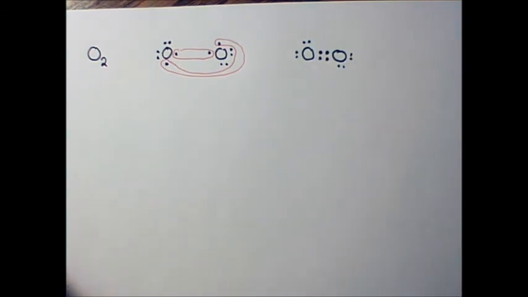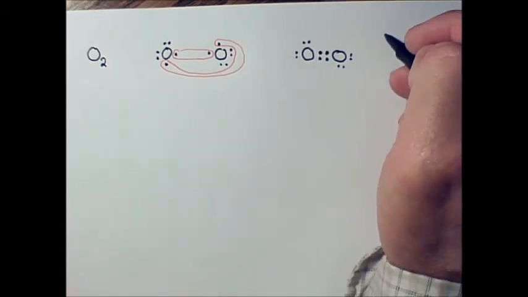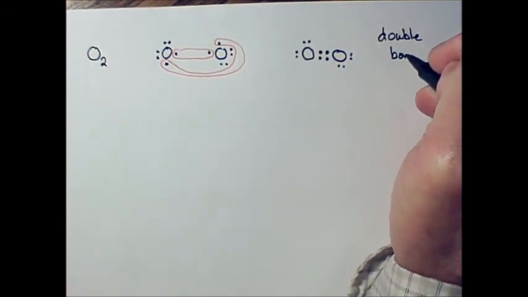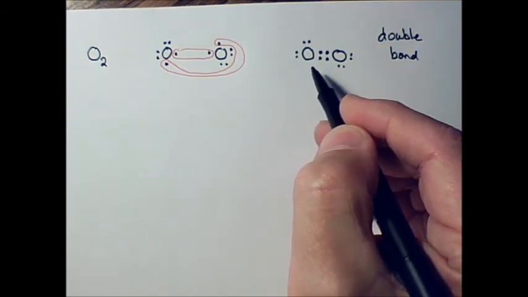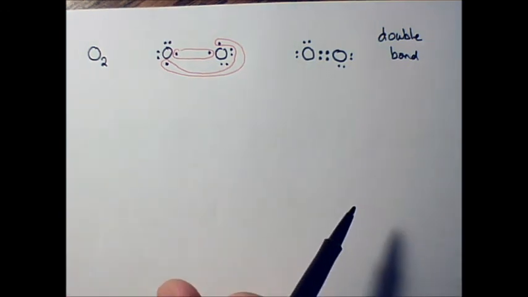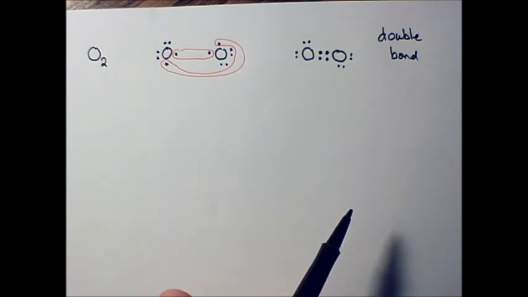Okay? So now we have not 2 electrons that are shared between 2 atoms, but 4. It's called a double bond, because we're sharing 4 electrons. We're sharing 4 electrons between 2 atoms. Sharing 2 electrons is a single bond. Sharing 4 is a double bond.